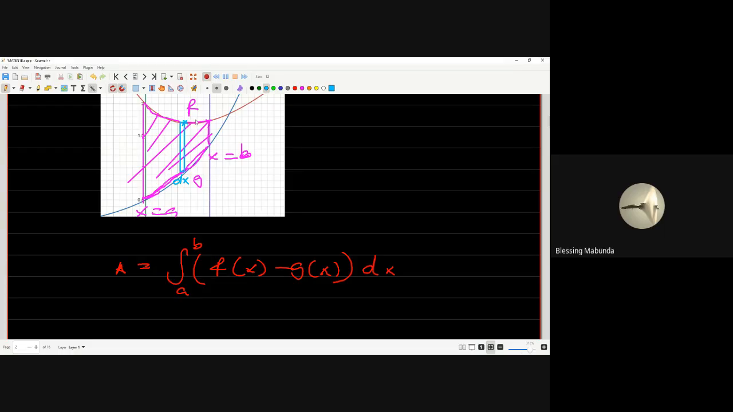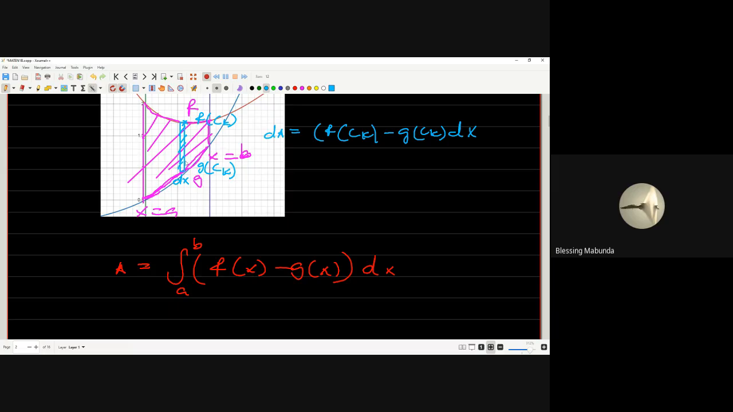And then you'll take your f(ck), and from it you subtract g(ck), and then the differential area is going to be made up of f(ck) minus g(ck) multiplied by dx. But now this gives you the area for this portion here.